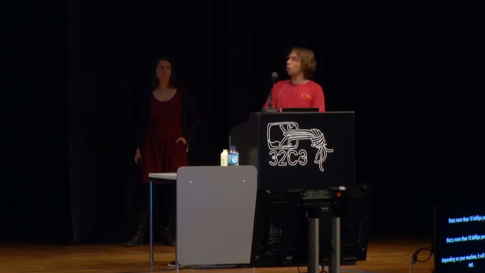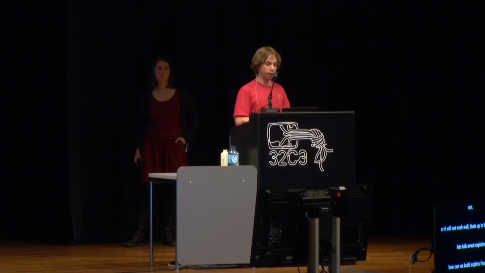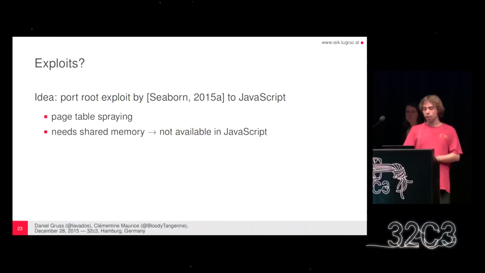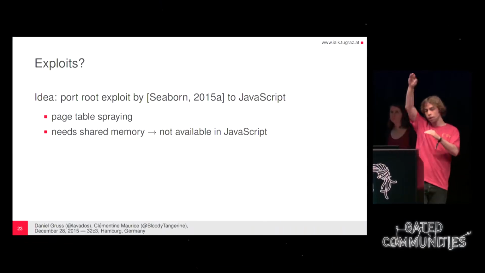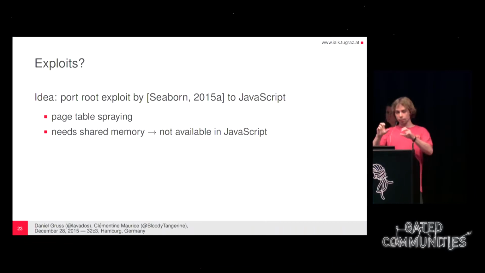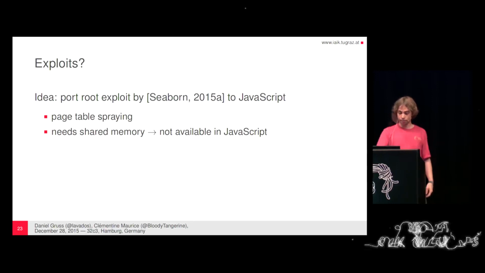So let's now talk about exploits. How can we build exploits from these bit flips? The first idea we had was to just port the root exploit by Mark Seaborn to JavaScript, and actually this might work. We haven't finished this work yet, but it might work. The exploit by Mark Seaborn works by doing page table spraying. So you fill the whole memory with page tables, and if you have a bit flip in a page table, that's bad, because you can gain access to one of your own page tables by that.